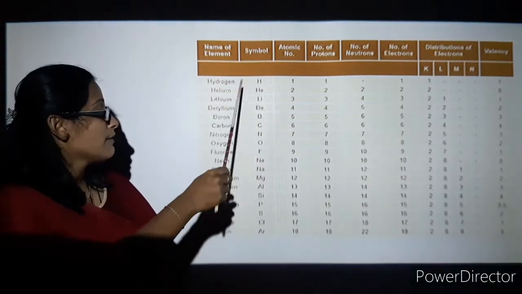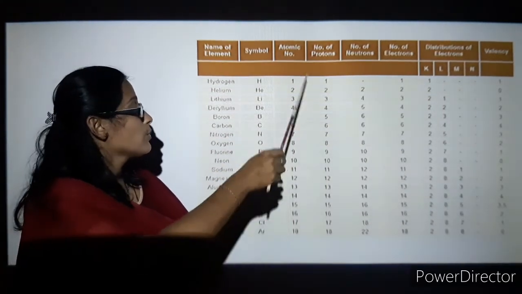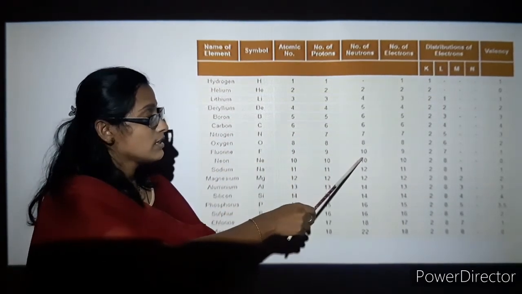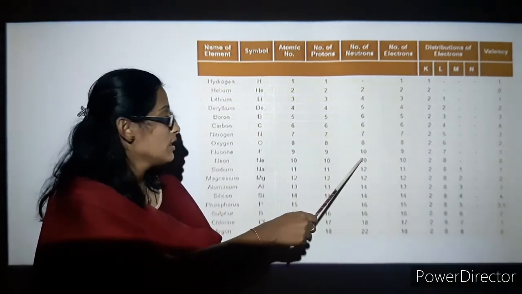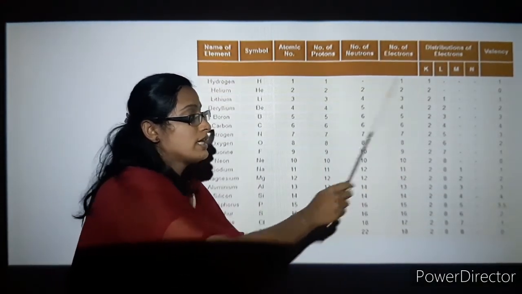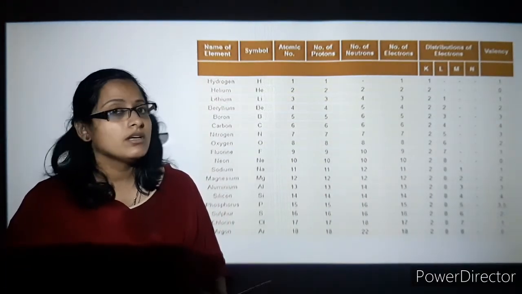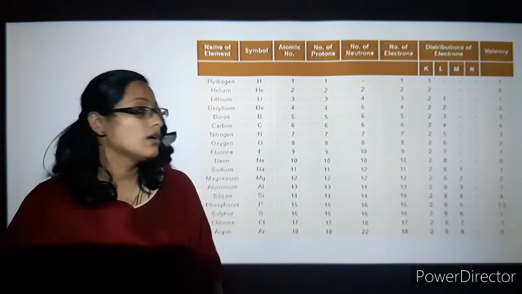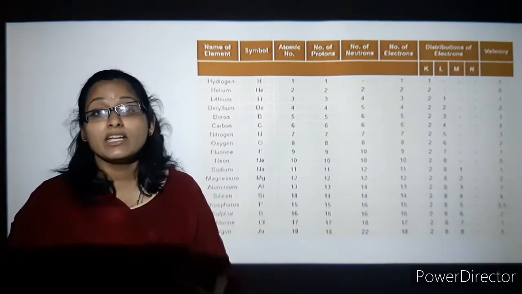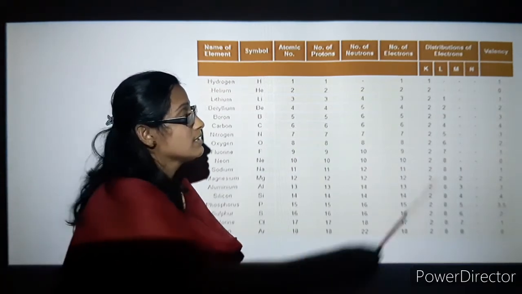In the same way, F is the symbol, and the atomic number is 9. Protons 9. Again you can see an increase in the number of neutrons here. Electrons again 9. So 2, 7 is the electronic configuration. So you will not write 7 here again. So what is the valence electron? 8 minus 7. What is that? It is 1.